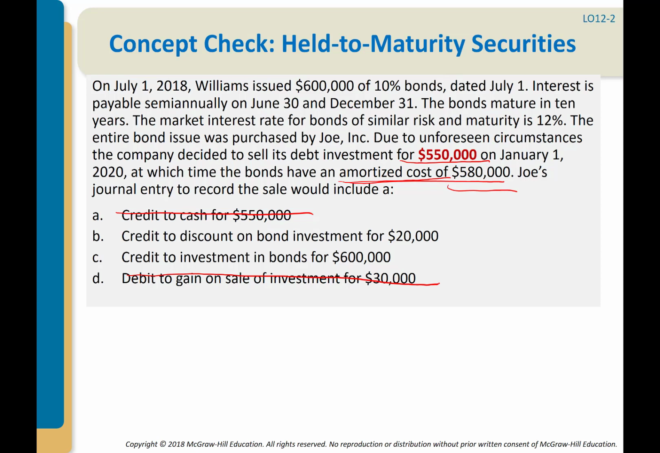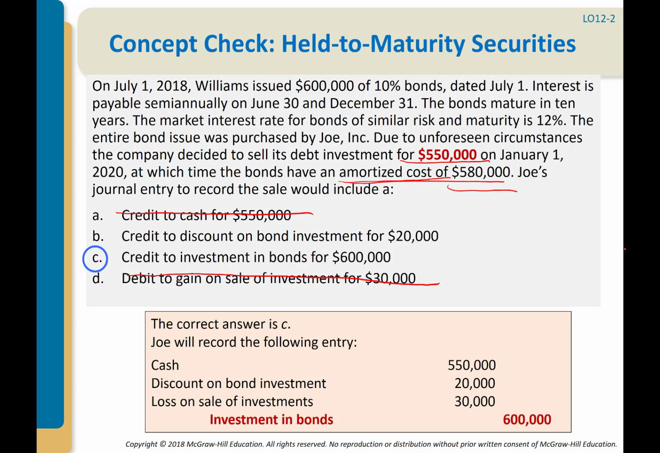Do we credit the investment for 600,000? Well, we've got to get rid of this investment, don't we? We're going to take the investment off the books. Okay, so let's take a look at that since we're not visualizing the journal entry. I think they probably give it to us here. So what's going to happen?